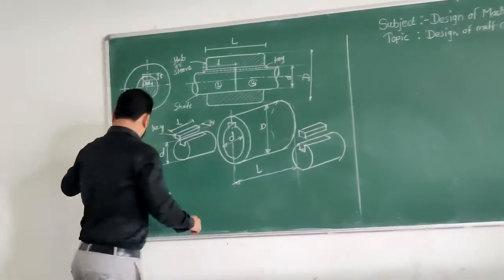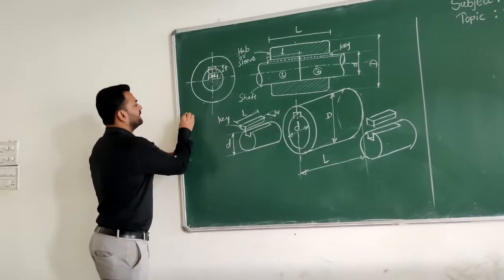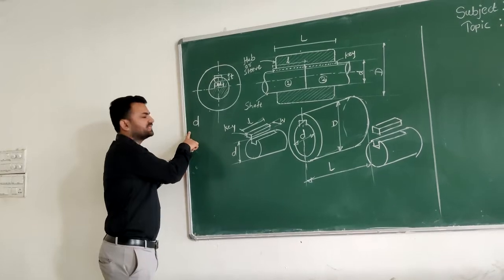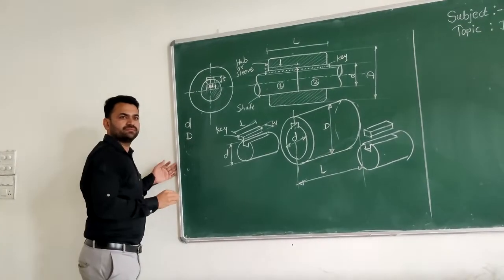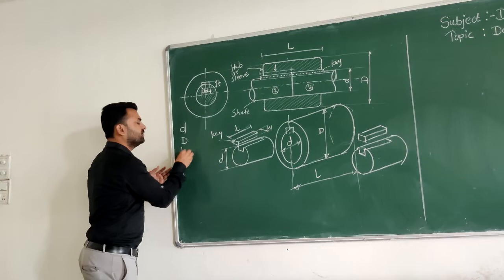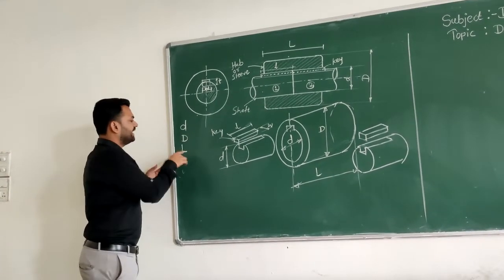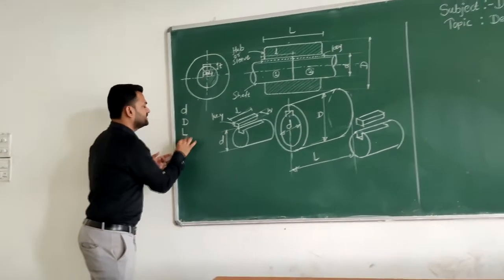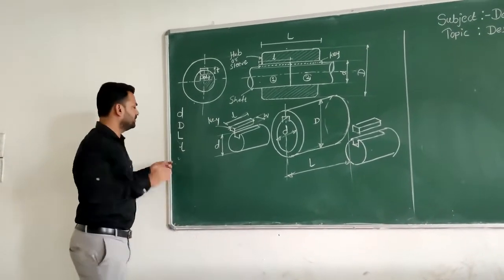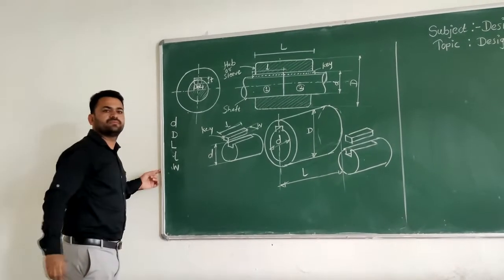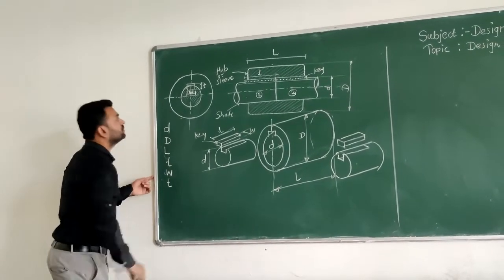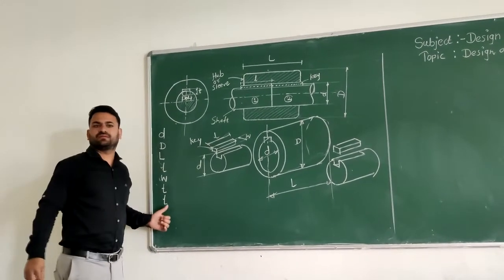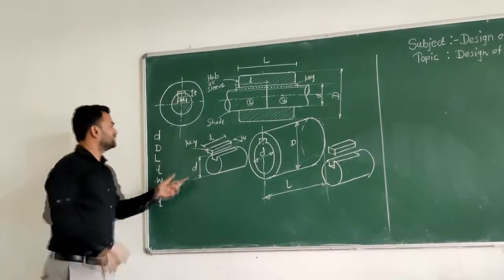Now, one more important thing. Small d is the diameter of the shaft. Capital D is the diameter of the sleeve, the diameter of the hub. Capital L is the length of the hub. Small l is the length of the key. Small w is the width of the key. Small t is the thickness of the key. So these are the notations.